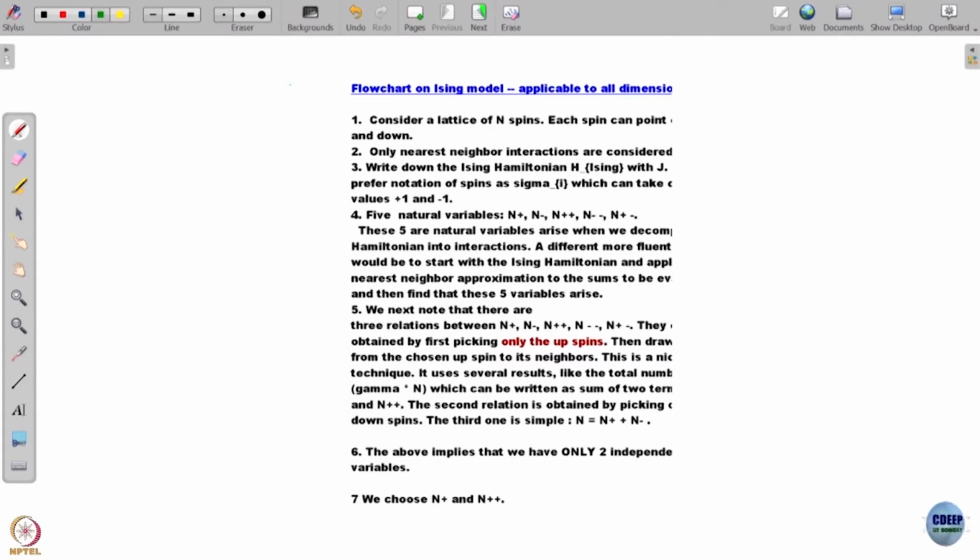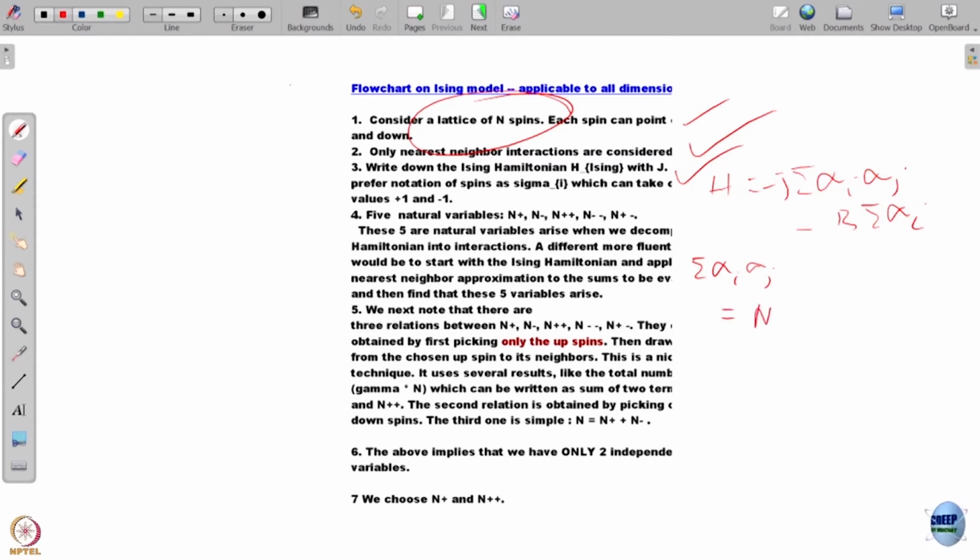So, we consider a lattice of N spins, as I said, with only nearest neighbor interactions. Write down the Ising spin Hamiltonian H. So, this H I write down in terms of minus J sigma_i sigma_j minus B sigma_i. Okay. Now, if I write down J sigma_i sigma_j with nearest neighbors, I get the following result. Please check it out: N_{++} plus N_{--} minus N_{+-}.